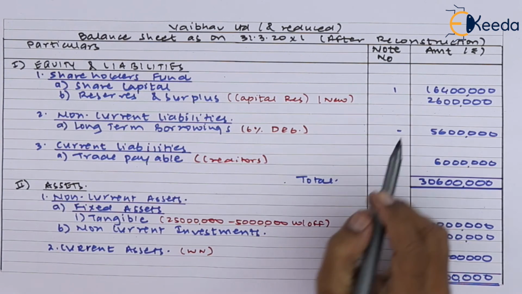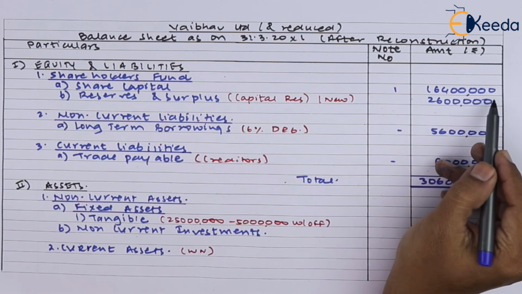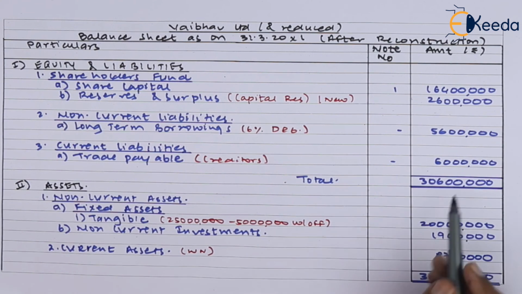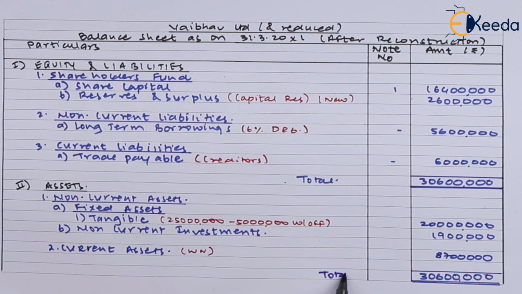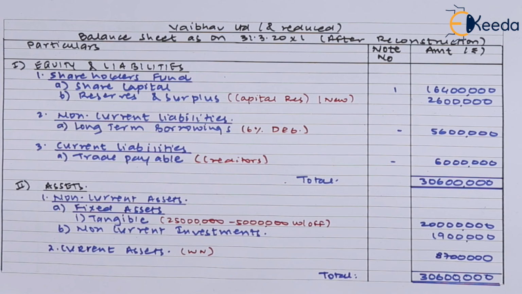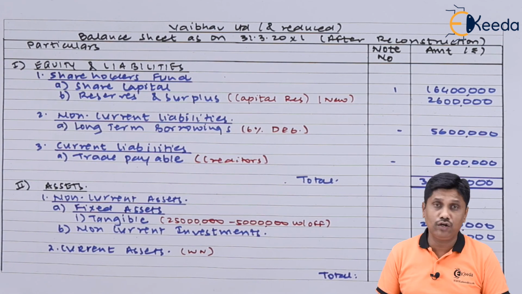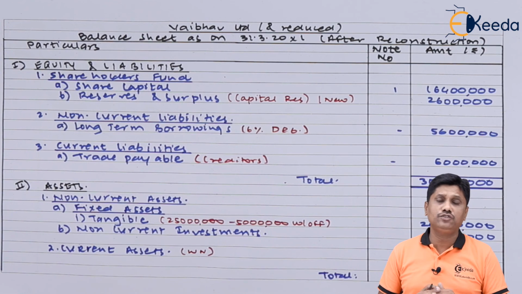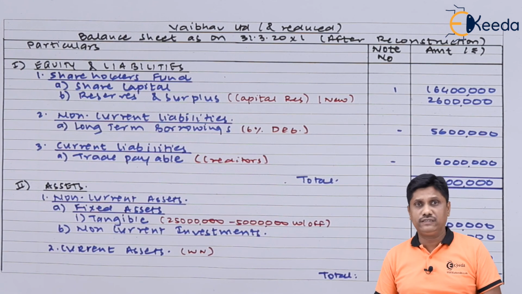Friends, I have written share capital here, 1 crore 64 lakhs. After writing this, my balance sheet total is 3 crore 6 lakhs, and the asset side is already taken care of. 3 crore 6 lakhs is the total of the asset side. Friends, you can understand the question was very easy, but the length is big because of the format. In exam, this kind of example you need to solve to gain full marks, because there is no chance of errors in this kind of example.